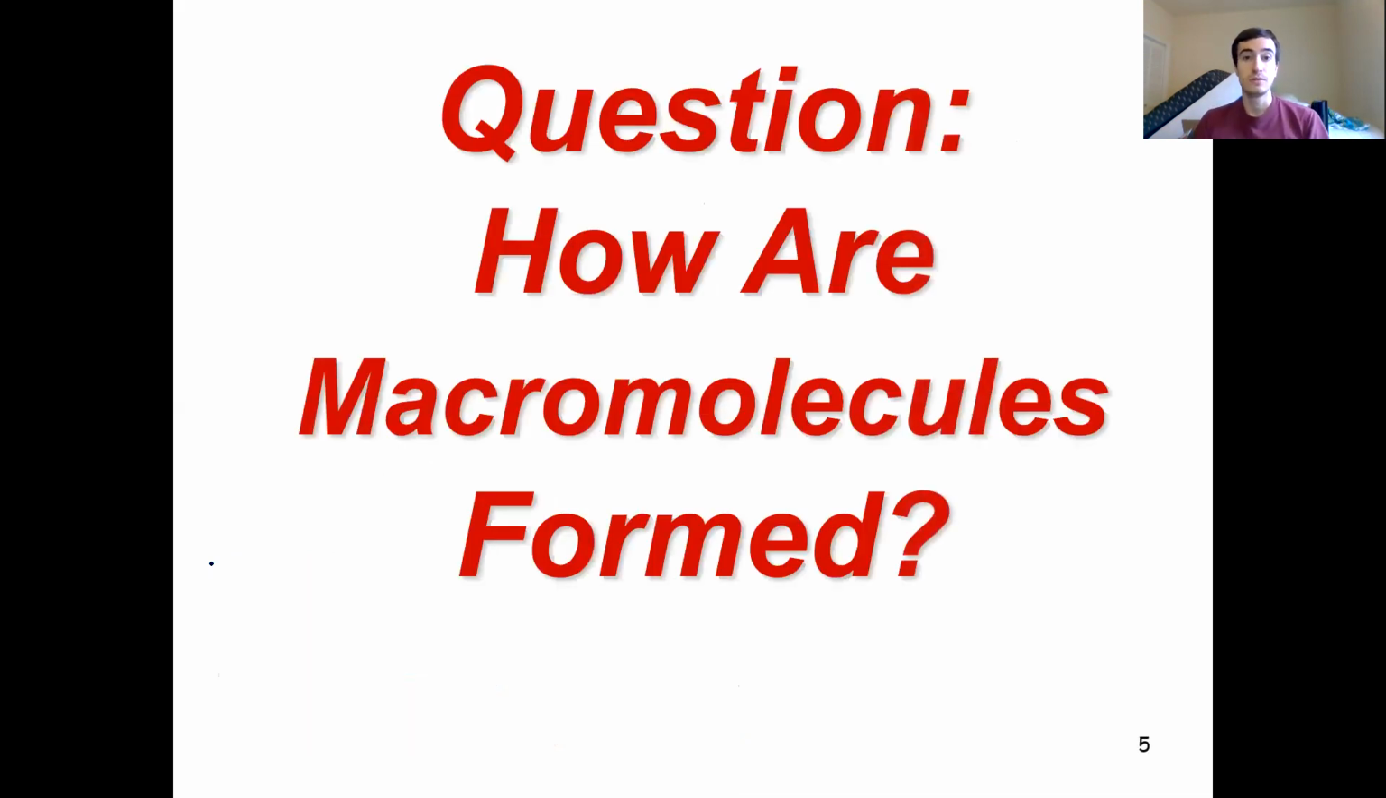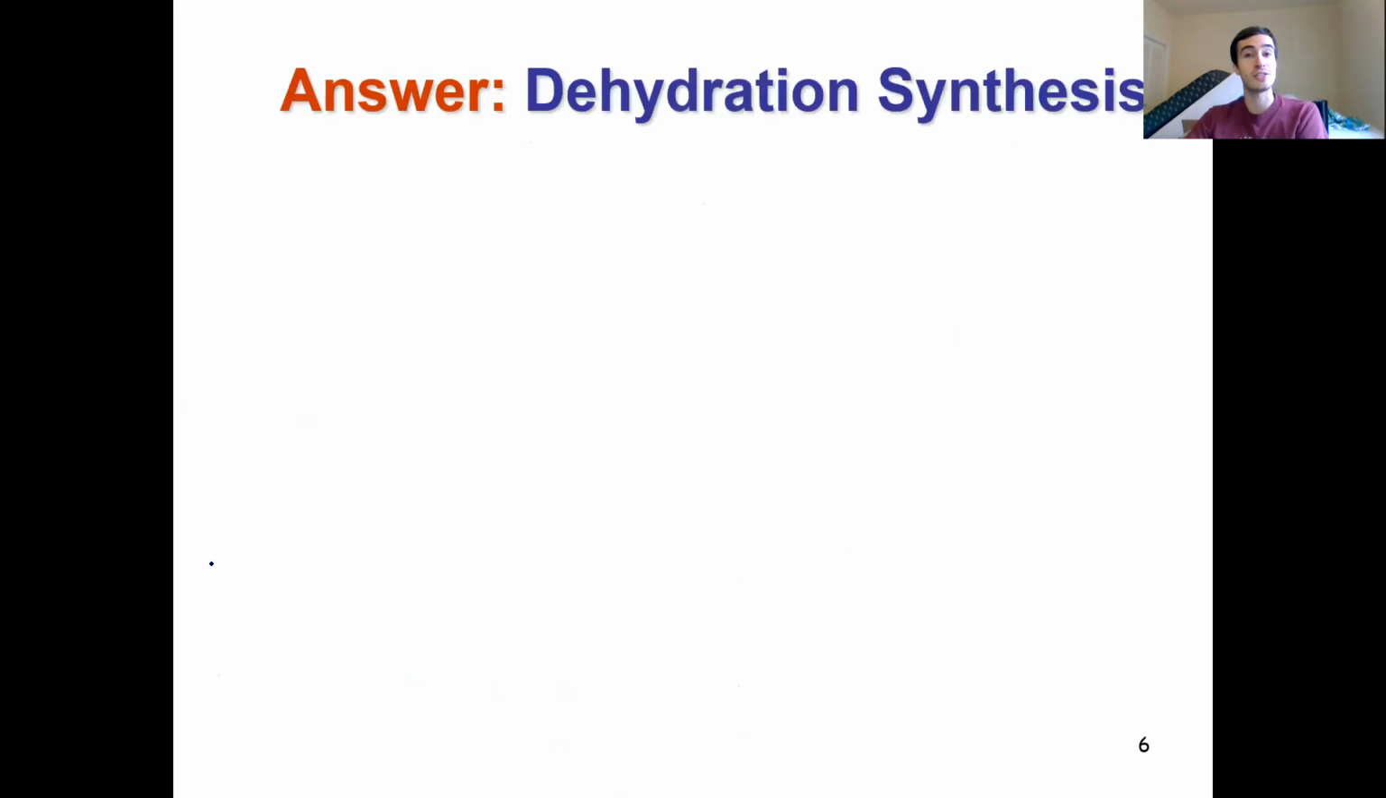So how is it that we make these macromolecules? What's the process behind creating these big strings of monomers? Well, actually, it's surprisingly easy. It's through a process called dehydration synthesis. So in science, synthesis is just a fancy word for making stuff. And as you might know, dehydration relates to a lack of water or losing water.